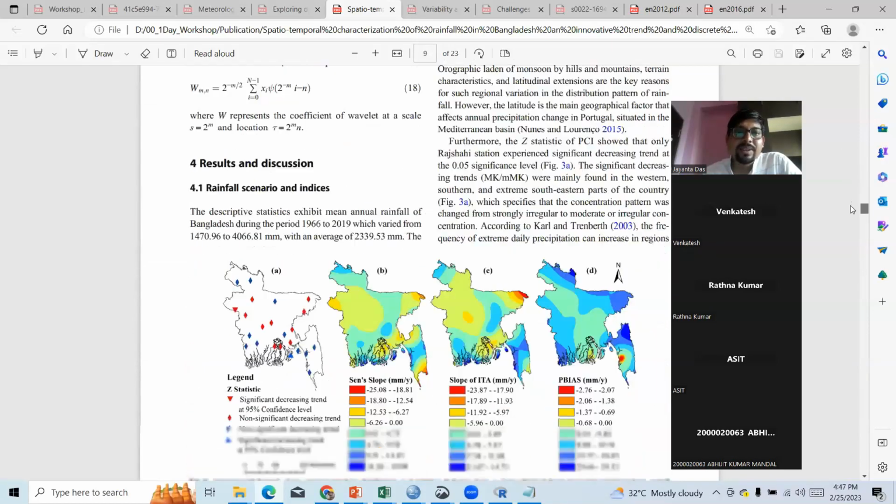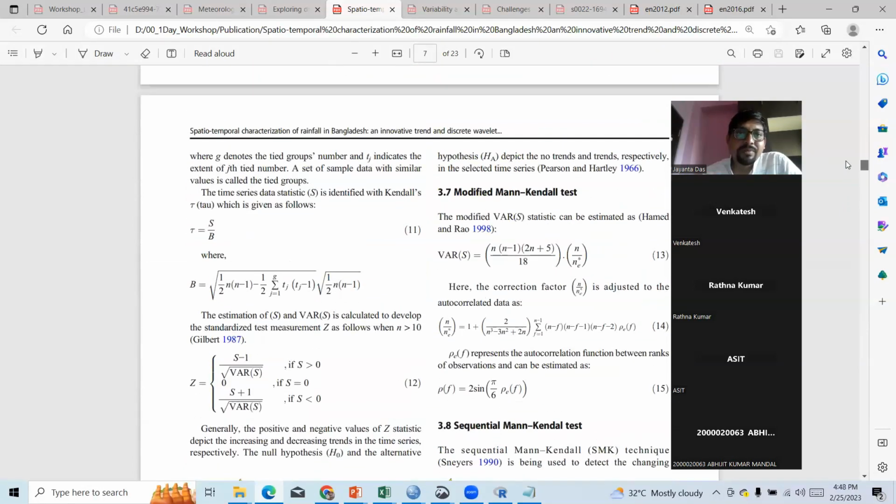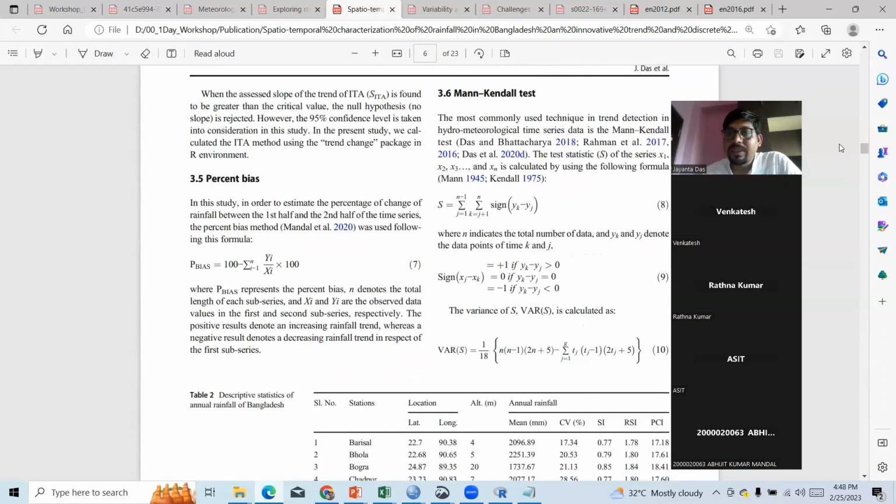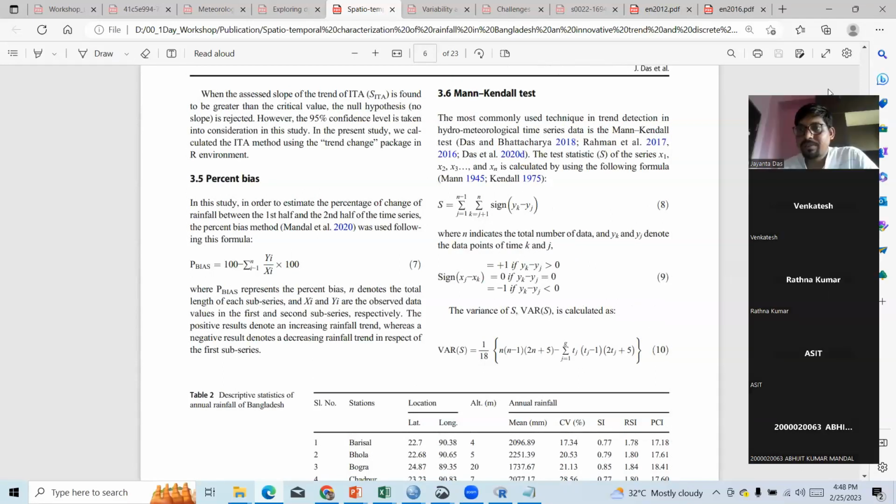What's the new thing in this method? The new thing is that it's a relative measure. It's not an absolute measure. You can compare temperature to rainfall. Using Sen's slope, you cannot compare rainfall and temperature. You cannot compare rainfall to wind speed. But using this method, you can easily calculate it. Simple formula: 100 minus the summation. What summation? Y1 means the average of the second half divided by the average of the first half, multiplied by 100. This is the formula.